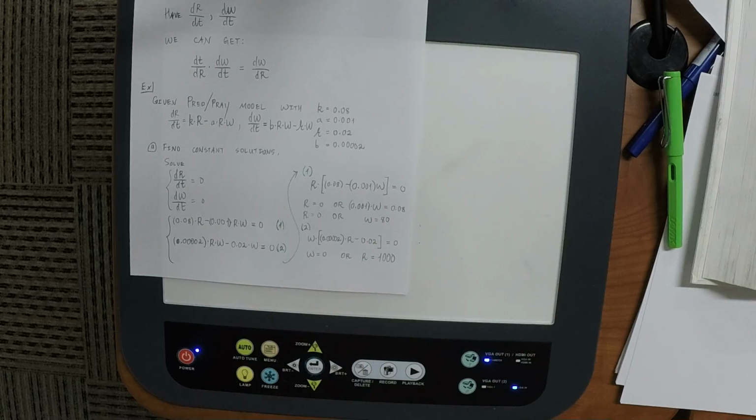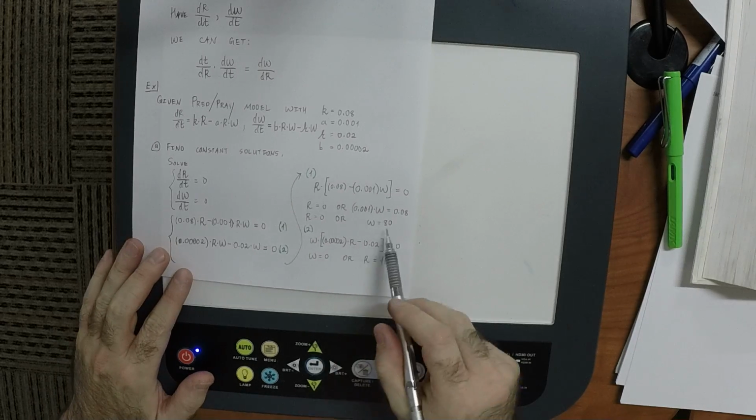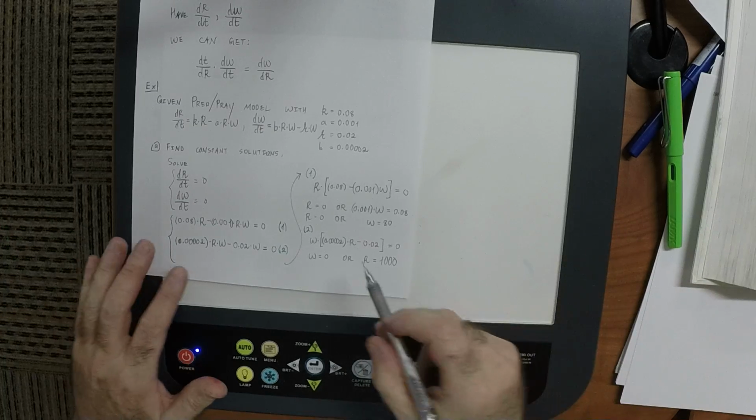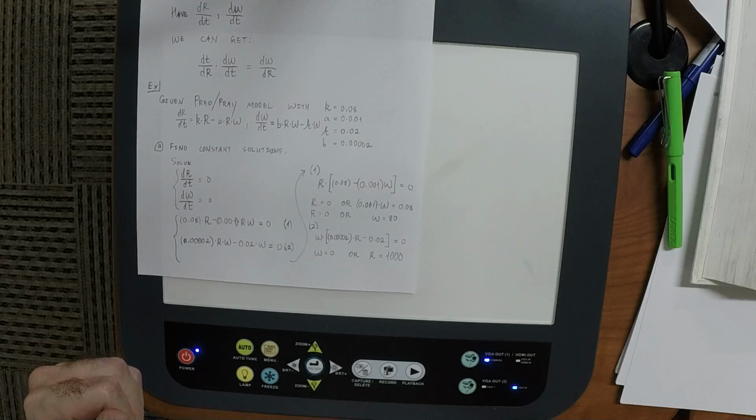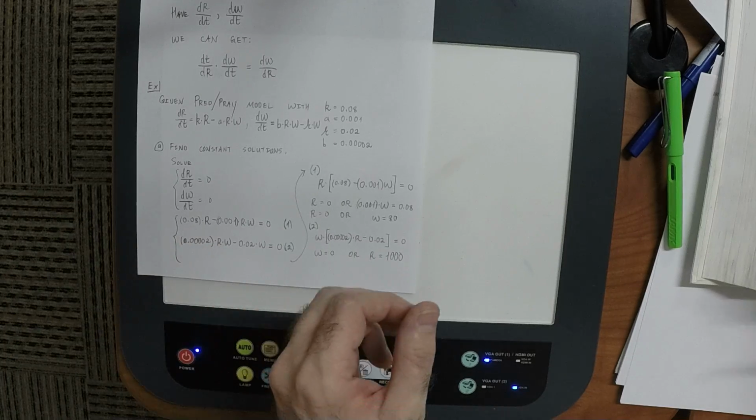All right, so can you interpret that for us? What does that mean? There's 1,000 rabbits. There's 80. Very good. So, you know, the constant solutions must include these. So now, the next question we want to address.